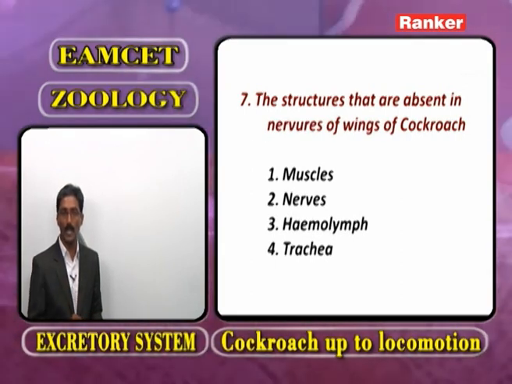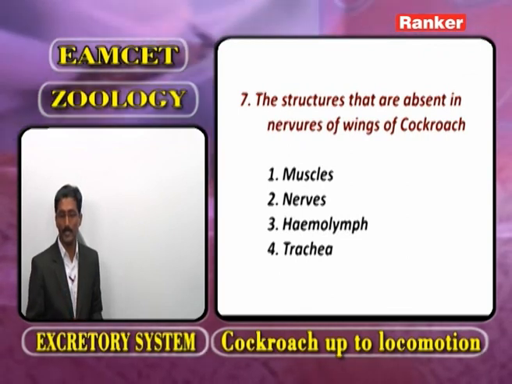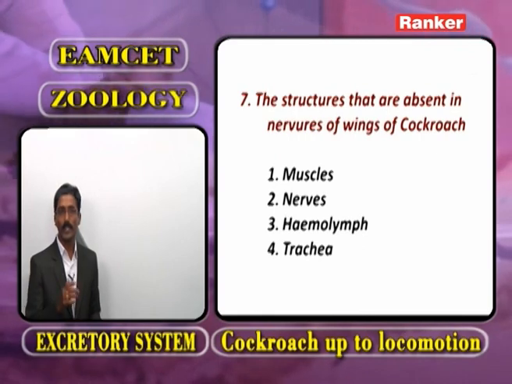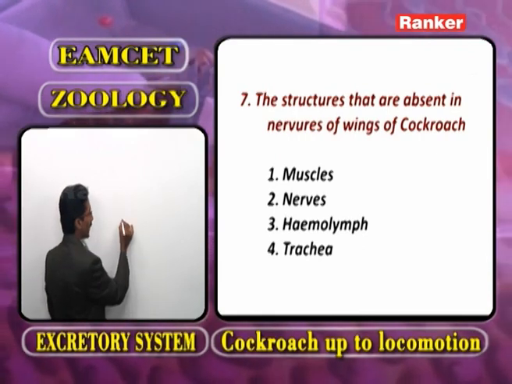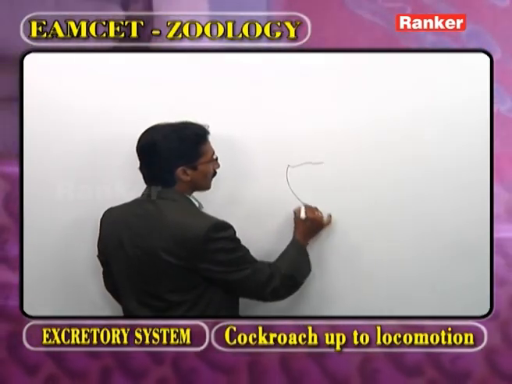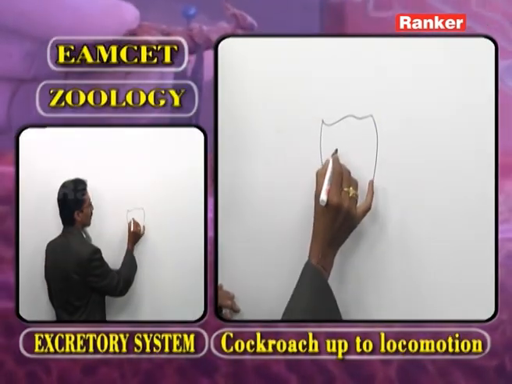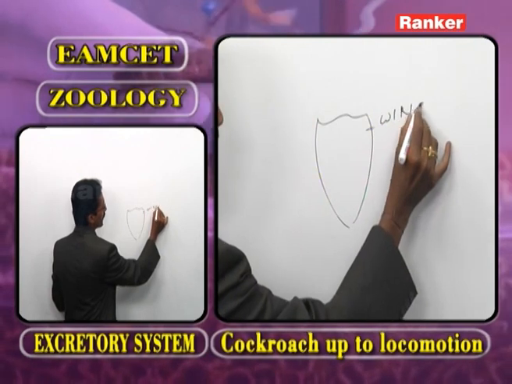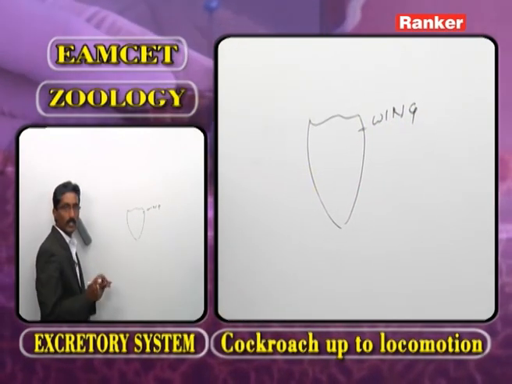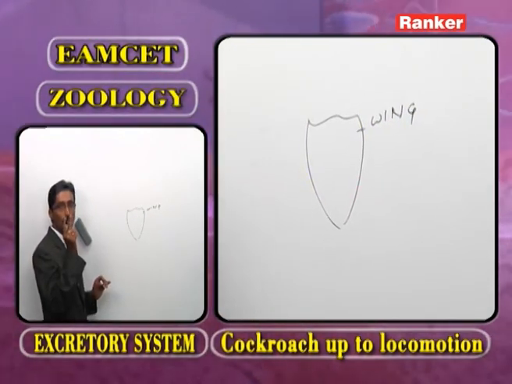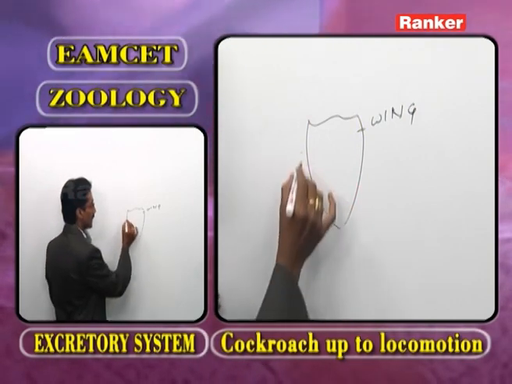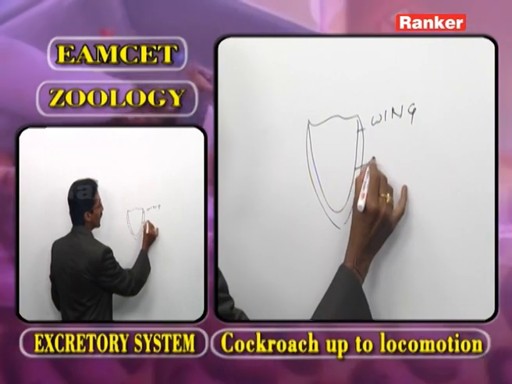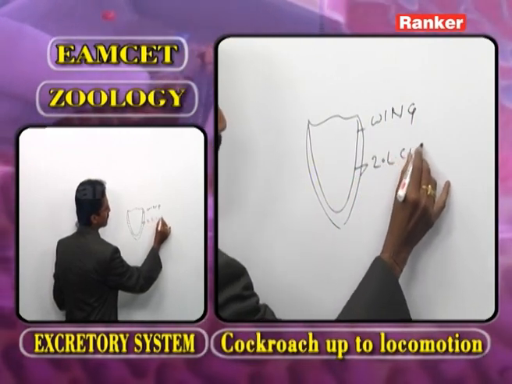First we observe the options, then we go for the explanation. Muscles, nerves, hemolymph and trachea. Now as we observe the wing of cockroach, this part we call the wing. In the body of cockroach, two pairs of wings are present. Each wing is made by two layered cuticle.